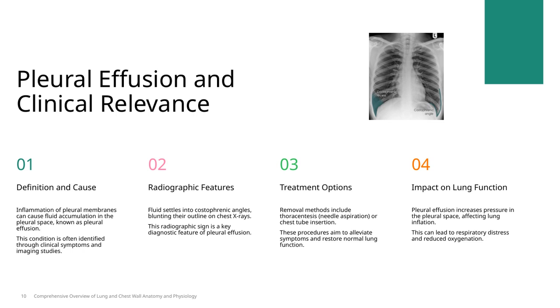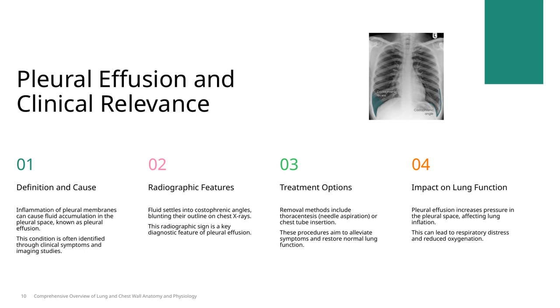This causes a blunting of their normally sharp outline, which is a crucial diagnostic sign. Recognizing this helps us confirm the presence of a pleural effusion. So, what exactly is pleural effusion? It's essentially the accumulation of fluid in the space between the layers of the pleura, often resulting from inflammation of these membranes. This inflammation can cause excess fluid to build up, and we typically identify it through a combination of clinical symptoms and imaging studies.